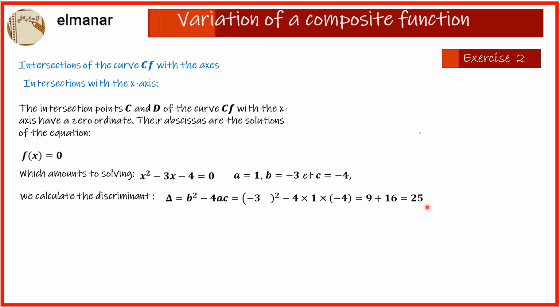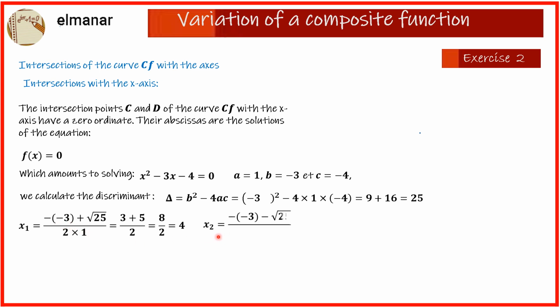Solving the equation. Since the discriminant is strictly positive, the equation has two distinct solutions. They are given by these formulas: -b plus the square root of the discriminant divided by 2 times a, -b minus the square root of the discriminant divided by 2 times a. By substituting the values, 3 plus 5 divided by 2, which gives 8 divided by 2, so 4. 3 minus 5 divided by 2, which gives -2 divided by 2.